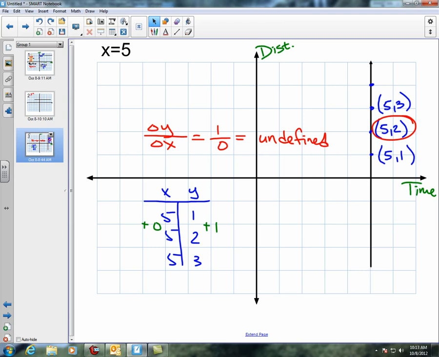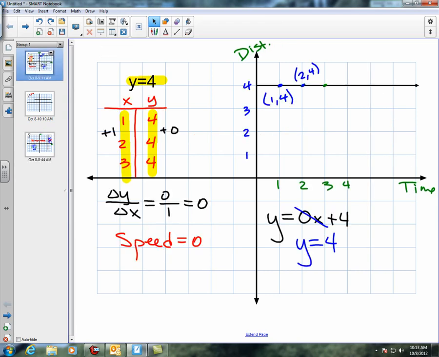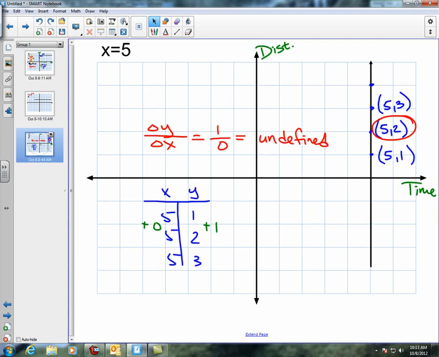Think of the earlier problem. The slope was 0, in essence saying his speed was 0. Here, the speed just doesn't even make any sense. It's not logical to say that you'd be in 2 places at the same time unless you're some sort of superhero. So therefore, this person's slope is undefined.